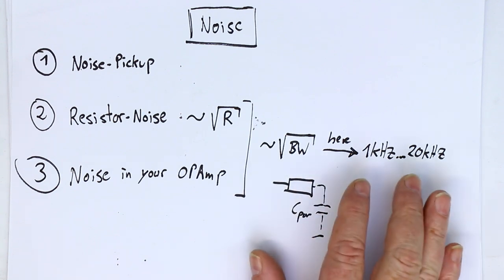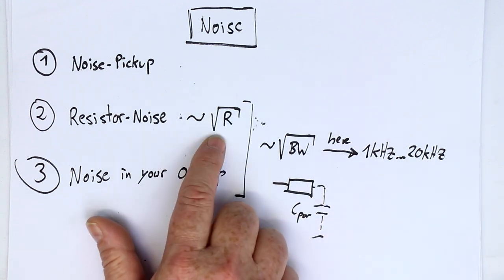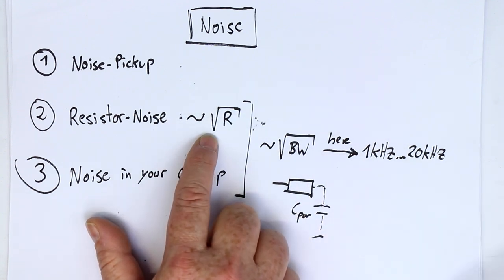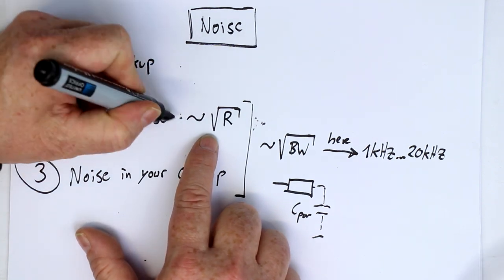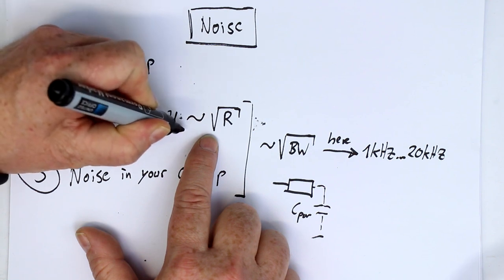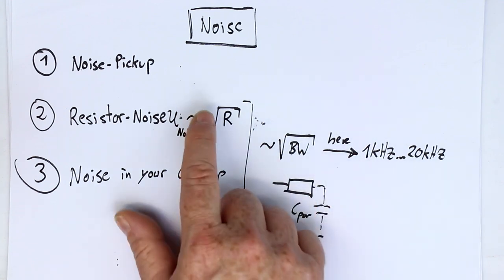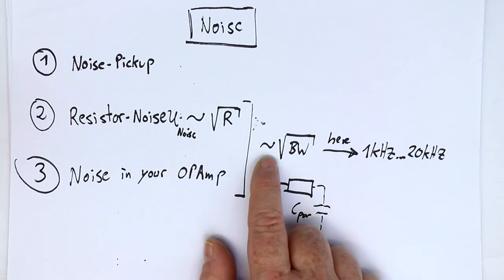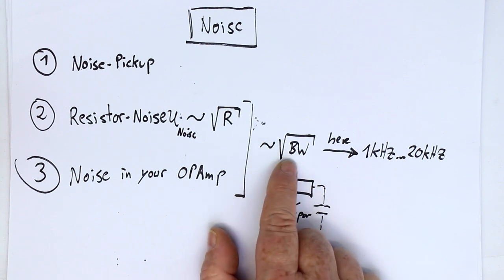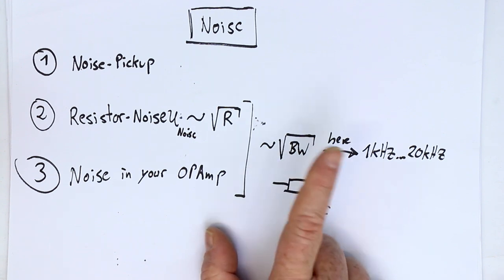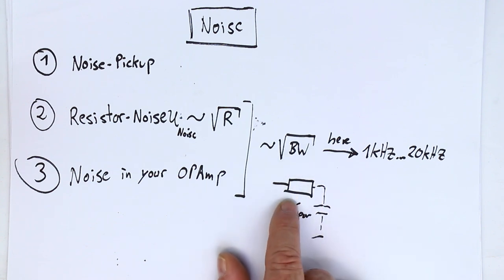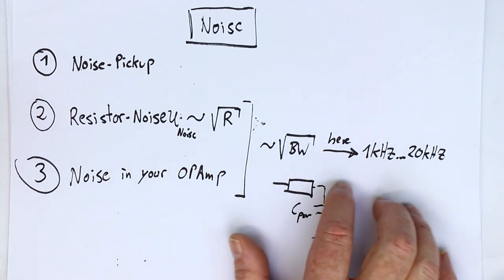So just remember two things: resistor noise, at least the voltage, not the noise power, goes with the square root of the resistor value, and resistor noise and the noise in your op-amp are also proportional to the square root of your chosen bandwidth, or rather of the true bandwidth at the output of your circuit. We'll see some examples of that later.